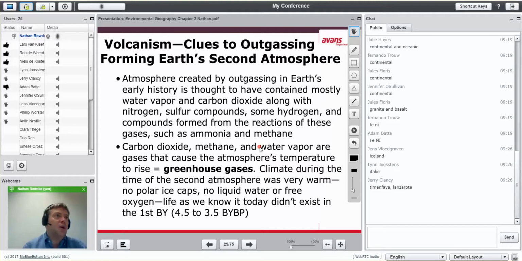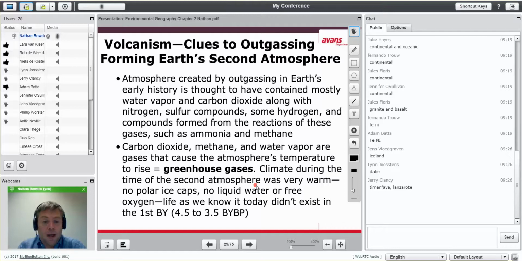I mentioned in Friday's class that the greenhouse effect is just a fact, and that we've had greenhouse gases for a very long time, since the formation of our planet 4.5 billion years ago. And during the second atmosphere, the climate temperature increased. So it was very, very warm.